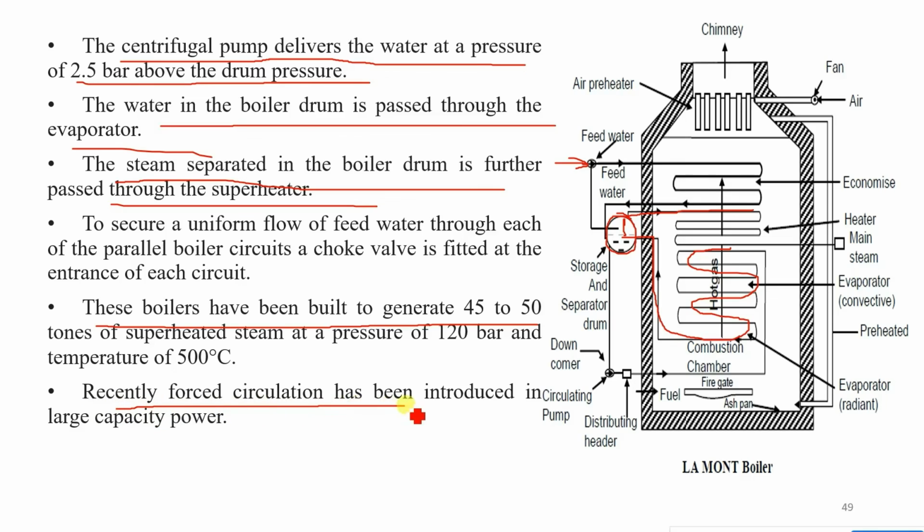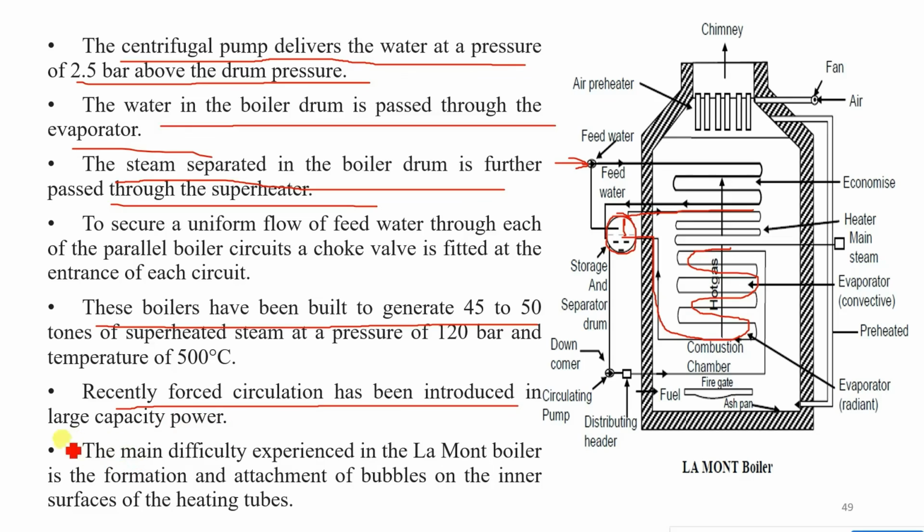Recently, forced circulation has been introduced in large capacity power plants. The main difficulty experienced in the Lamont boiler is the formation and attachment of bubbles on the inner surface of the heating tubes.